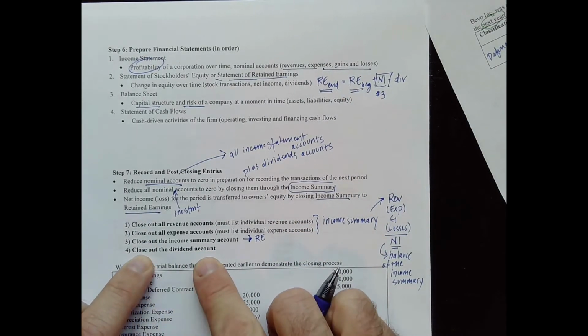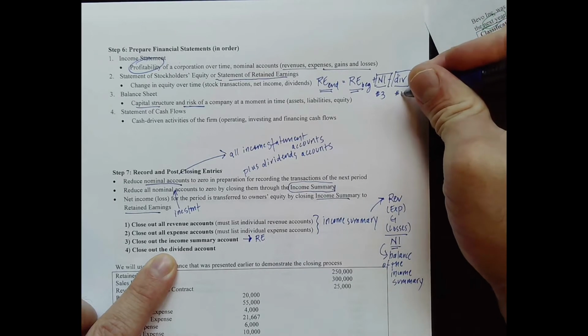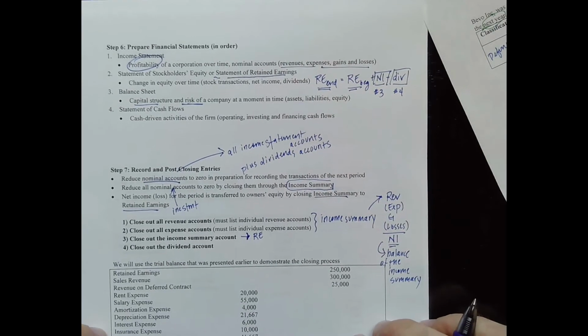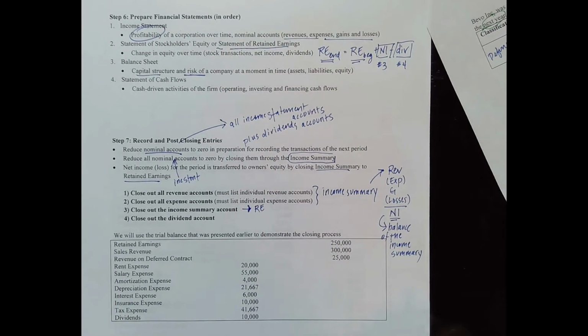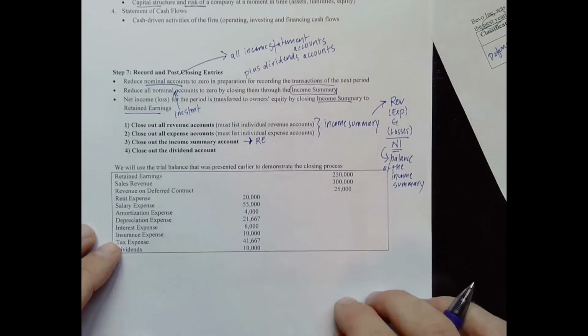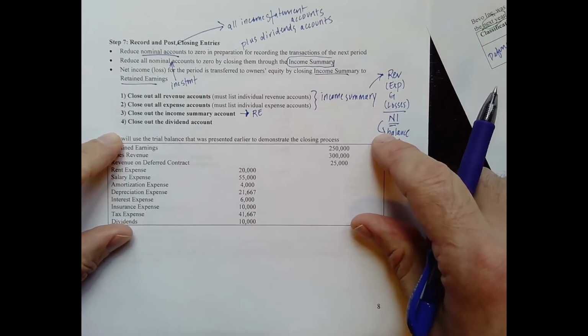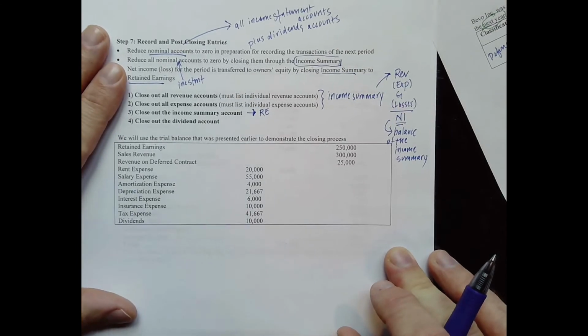Now, closing out the dividend account performs the 4th step down here by reducing retained earnings by any dividends that were declared during the period. Notice I said declared, and that will be important. Now, I'm going to recreate the trial balance that I just took from step 5 and put it here so that we can more easily start to create these entries.